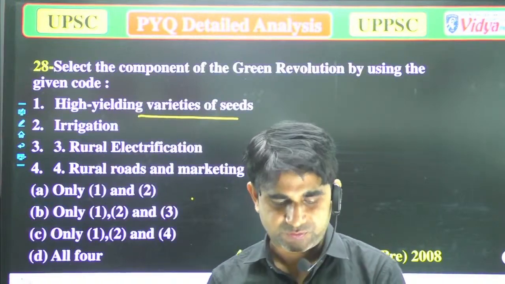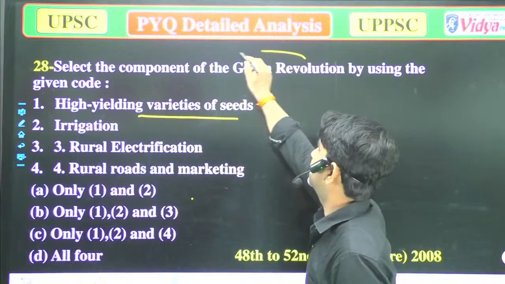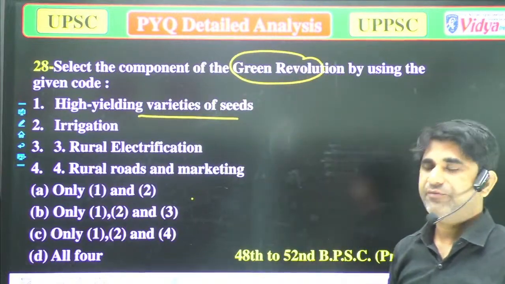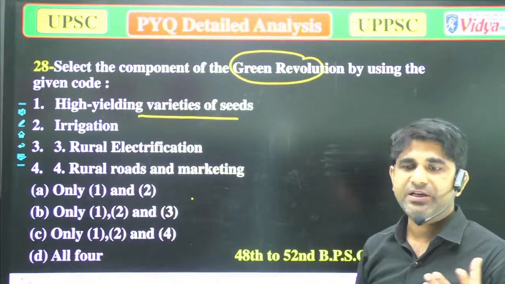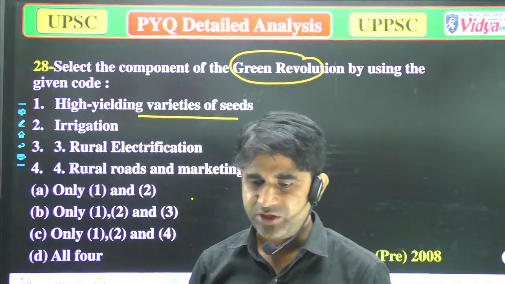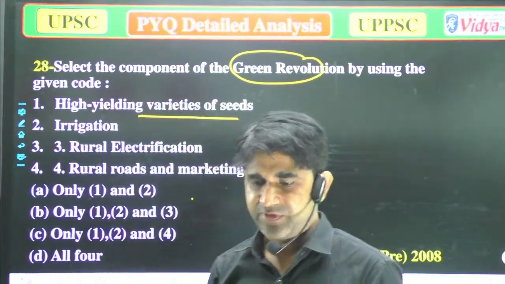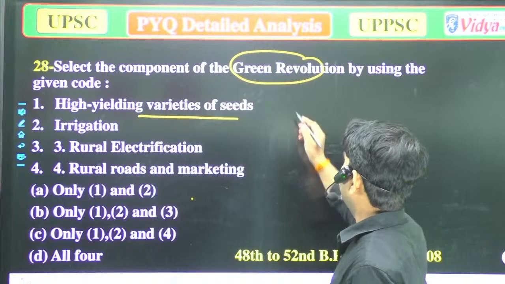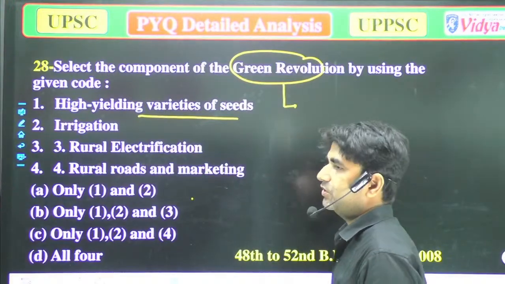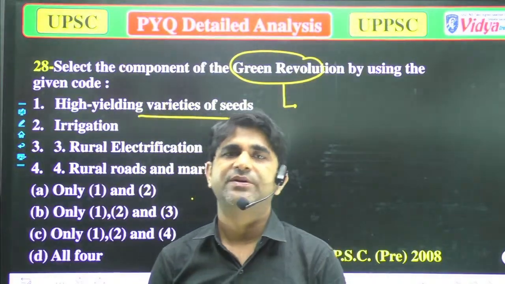Whenever we have to talk about the green revolution, the main component is high yielding varieties. Mohit Thakur is saying option A. Well done, Mohit. Very good. Because if we are going to start the green revolution, some questions will mainly be asked on the basis of it.